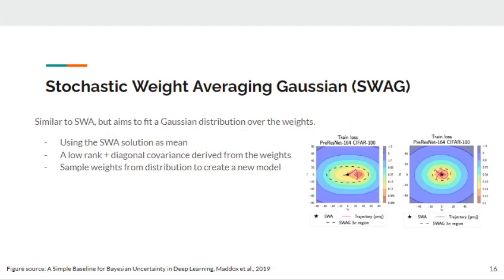So similar to SWA, but it aims to fit a Gaussian distribution over the weights. So we use the SWA solution as the mean, then a low rank plus diagonal covariance derived from the weights, and sample weights from the distribution to create a new model.